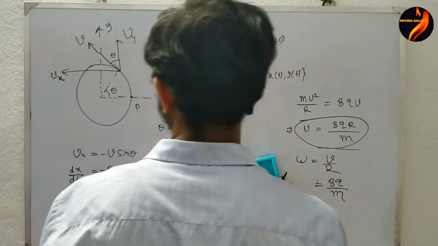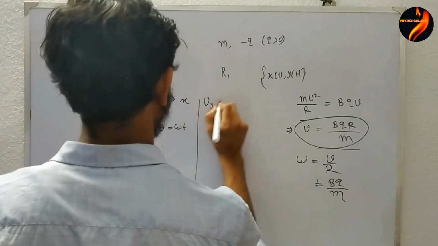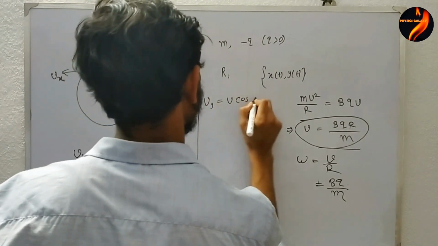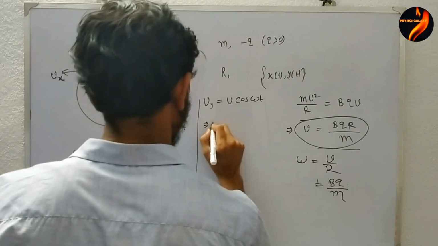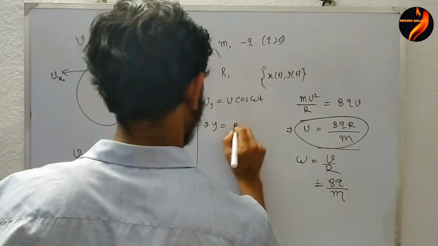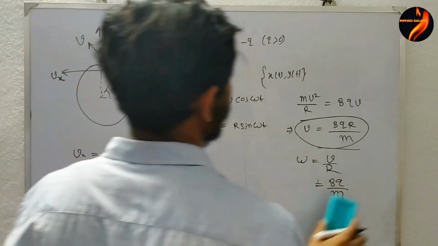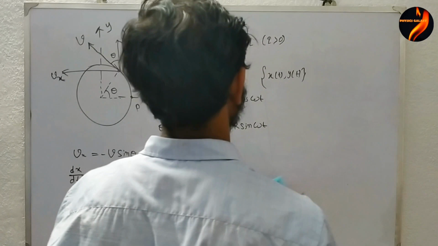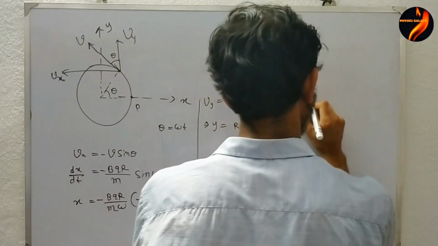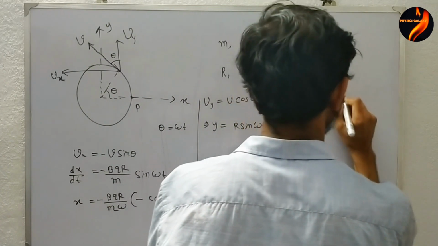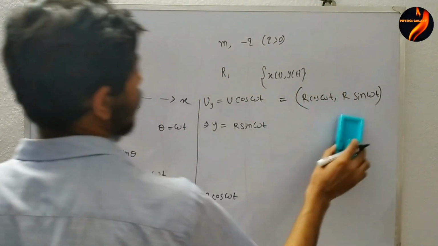Similarly, we have to calculate y. So V of y equal to V cos omega t, and after doing similar calculation we get R sin omega t. So the answer of the first question, that is the trajectory, is R cos omega t comma R sin omega t. So this is the answer.